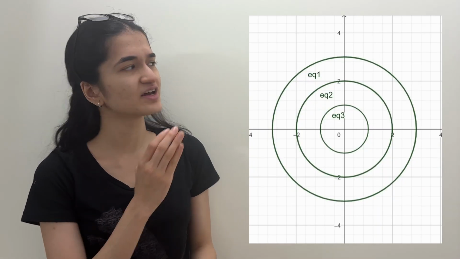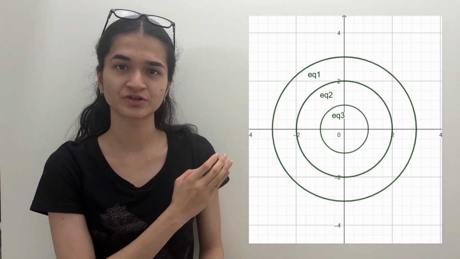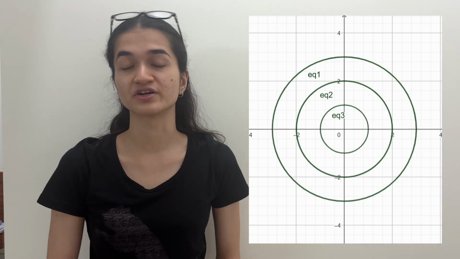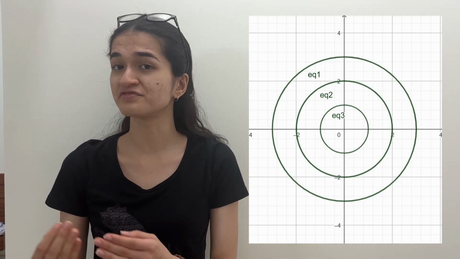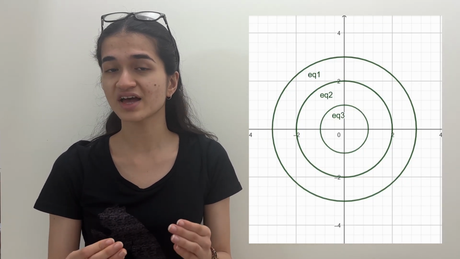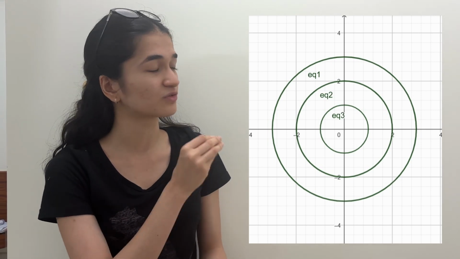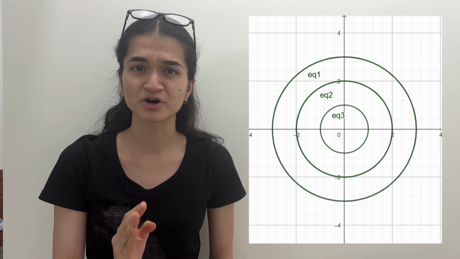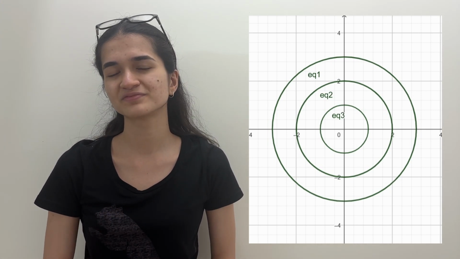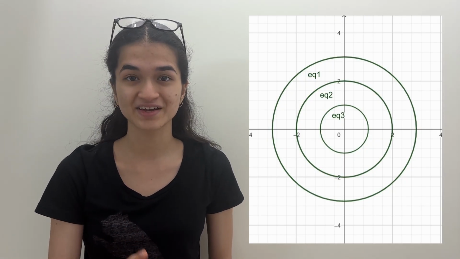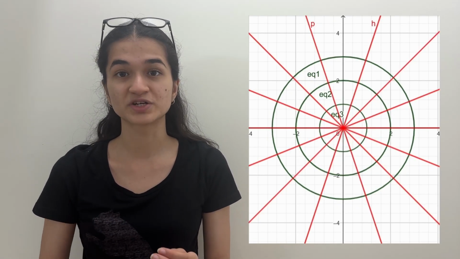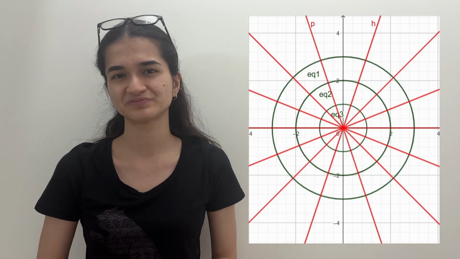Let's start simple. Imagine you have a family of concentric circles centered at the origin. Now, ask yourself, is there another family of curves which intersects each and every one of these concentric circles at a perfect 90 degrees? Yes, you're right. It is a family of lines which passes through the origin.